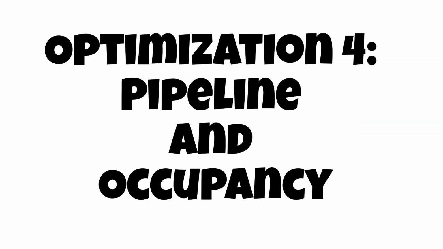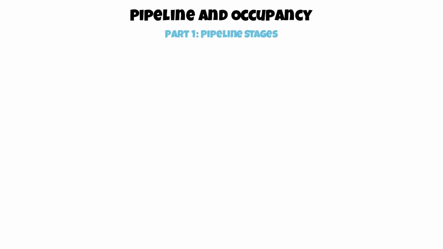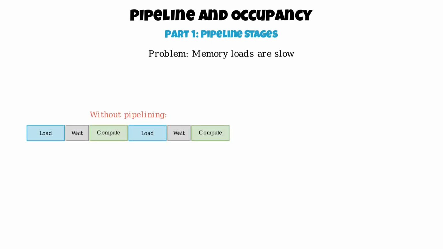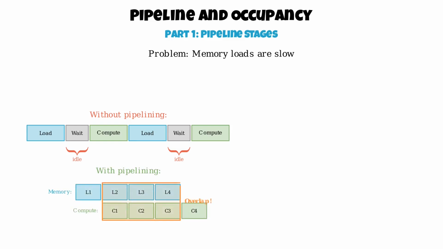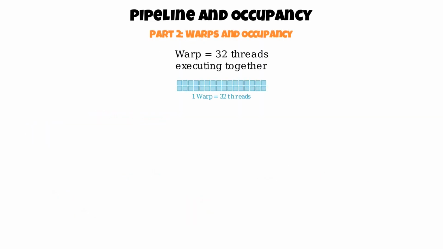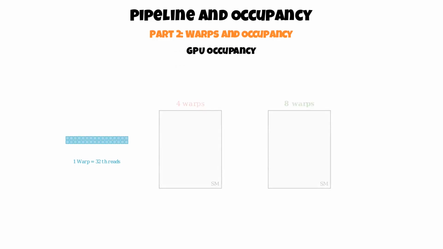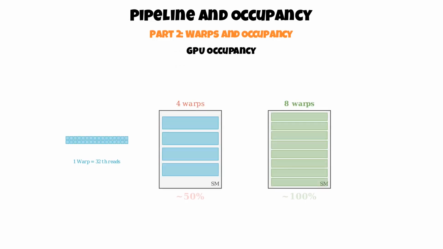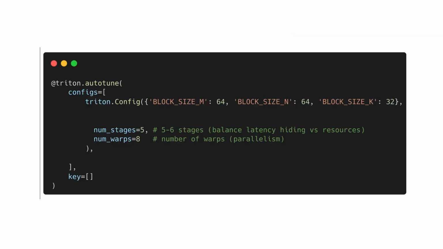The final touches are pipeline optimization. Modern GPUs can overlap memory loads with computation. By increasing the number of pipeline stages from 2 to 5, the compiler can hide memory latency better. I also increased the number of warps from 4 to 8 to improve GPU occupancy. We can apply this configuration in the Triton decorator config.